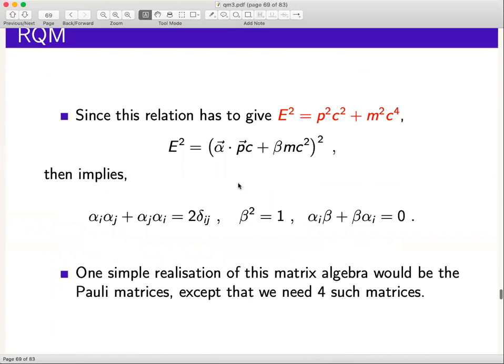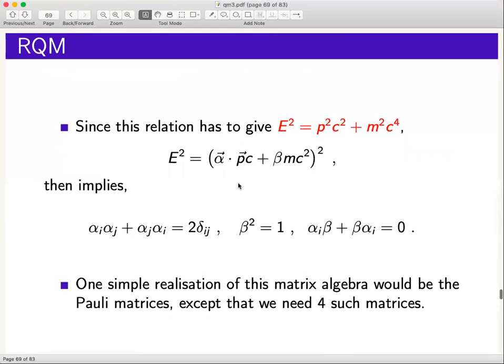So the first thing he considered was to impose the condition that E squared gives you the relativistic dispersion relation, but the E is of course defined in terms of alpha and beta, so you have to square this object. As soon as you square this object, you encounter various kinds of terms.